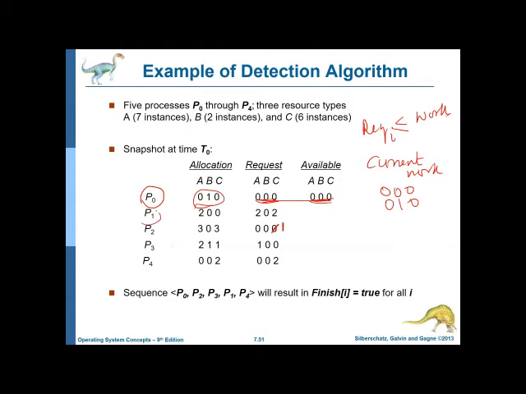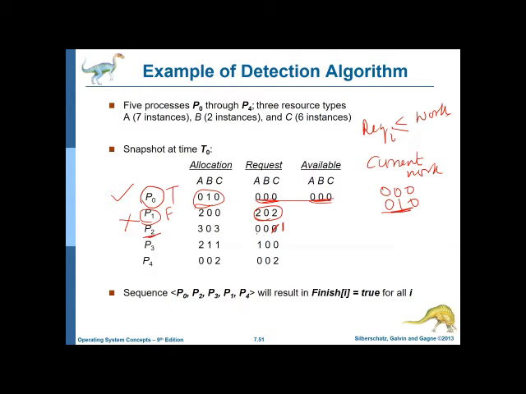Now P0 is satisfied. Let us move to P1. For P1, the request is 200. Is 200 less than equal to 010? No. So it cannot be satisfied for the time being. It is still false. Let us move to P2.